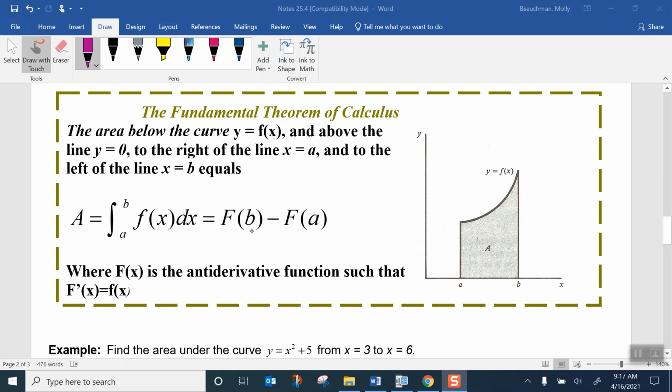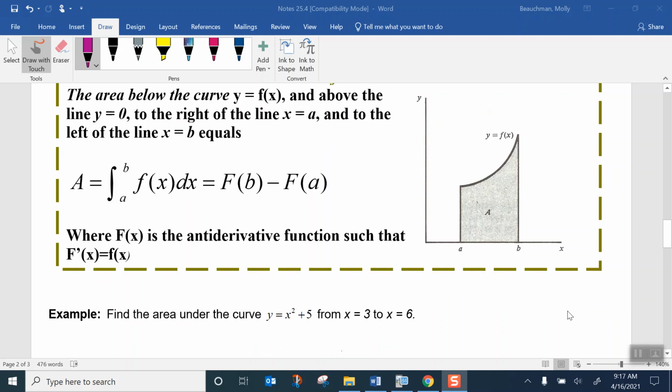So what we'll be able to find is an exact area instead of an estimate of area using rectangles or trapezoids. So our example: find the area under the curve y equals x squared plus 5 from x equals 3 to x equals 6.